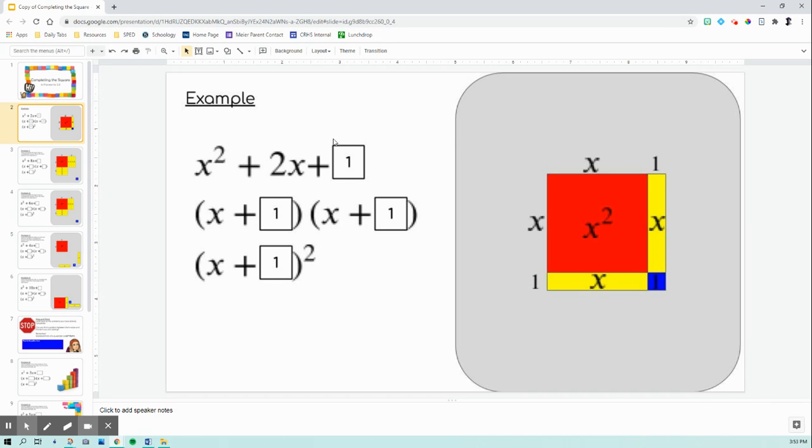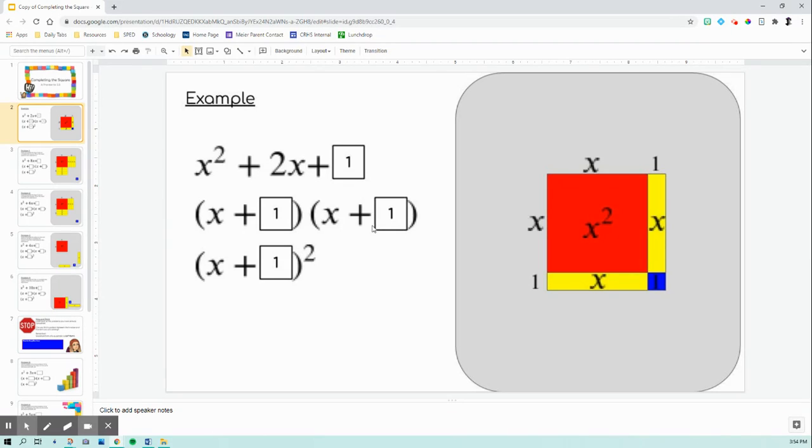So then looking at our equation, we're going to be given x squared and the x term. Here we have 2x, so that's why we have 2 yellow x tiles. Then to complete the square, we had to use one blue tile to fill in our algebra tile picture. So that's why we have a 1 in this first square.